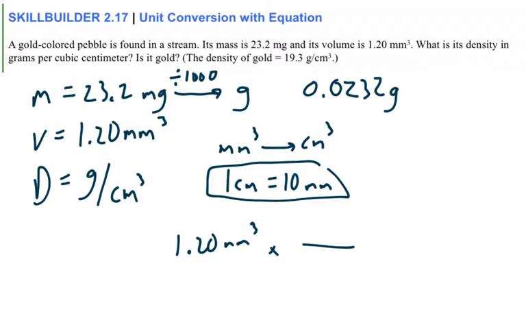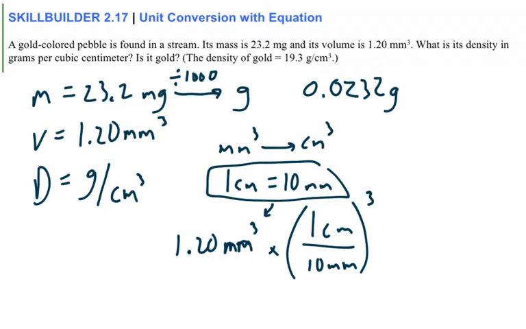I want to get rid of the word millimeter, so I'm going to put 10 millimeters on the bottom and 1 centimeter at the top. Now notice over here it's cubed and over here it's not. So here's what we got to do. To make everything the same, we're going to have to cube the conversion factor.